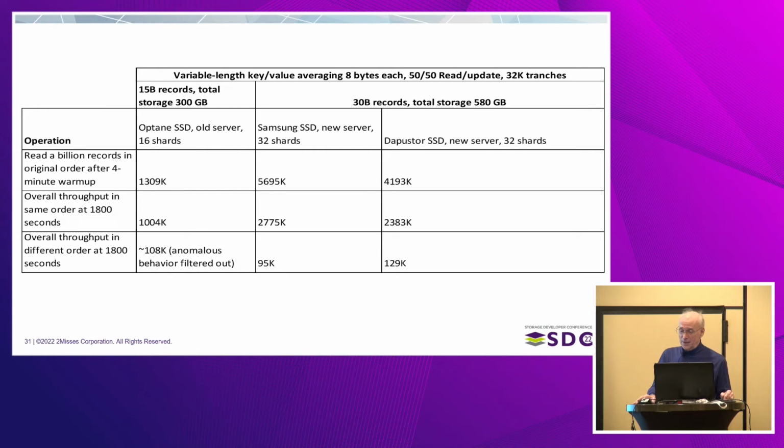That was 108,000. 95,000 for the Samsung. The DAPUStore did better because its write performance is better. That's just what they like. But even with read and update, you're getting 5.6, 5.7 million records a second, 2 3/4 million a second for 1,800 seconds. And the DAPUStore is somewhat slower.